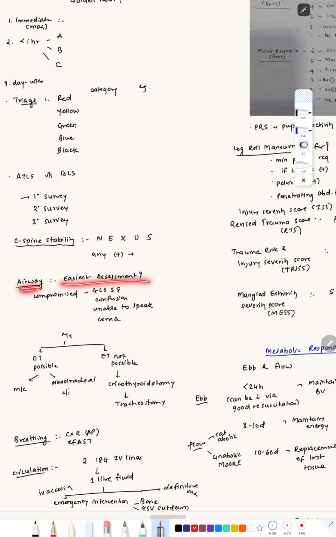Airway: the easiest assessment of airway is to allow the patient to speak, so that we come to know whether the airway is patent or not. Compromised airway signs are GCS less than 8, or the patient being in a confused state, unable to speak, or in coma. Management: you have to do endotracheal intubation, if it is possible. The most common is going to be the oral route.